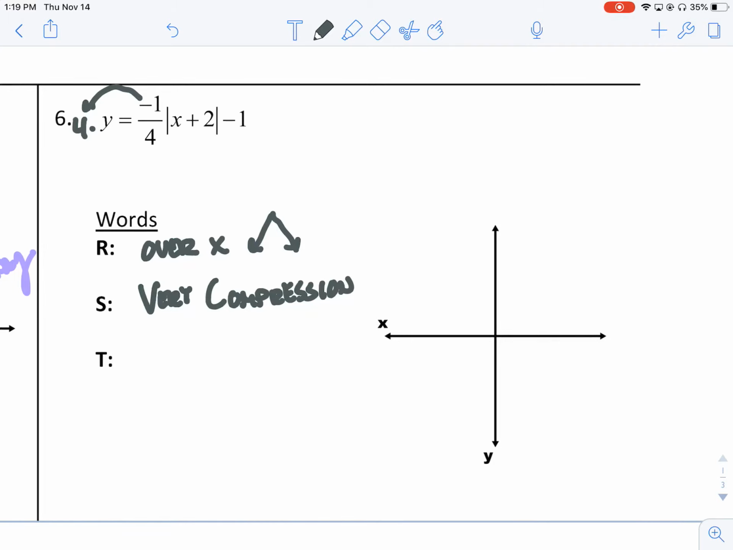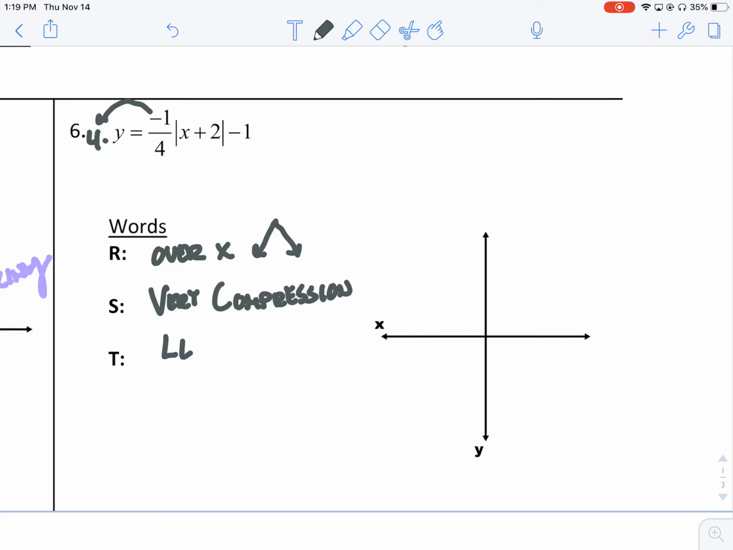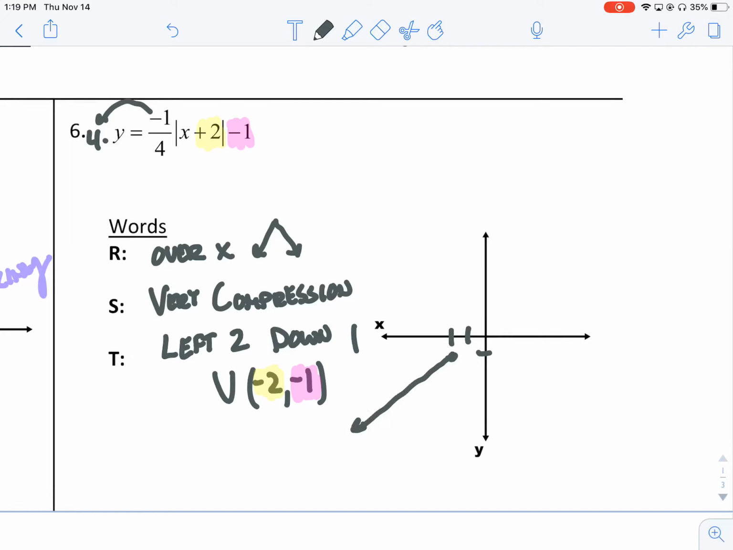The translation is going to go left 2, down 1. So the vertex would be (-2, -1). Double check that again. Verticals are the same. Horizontals are opposite. Good deal. So I'll make a sketch. It's right here. It's going to be an upside down one. It was a vertical compression, so it's going to be wide.